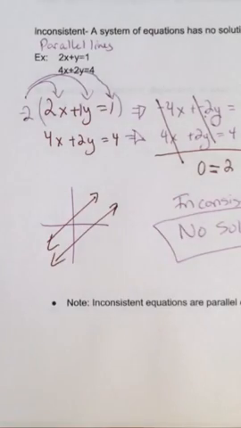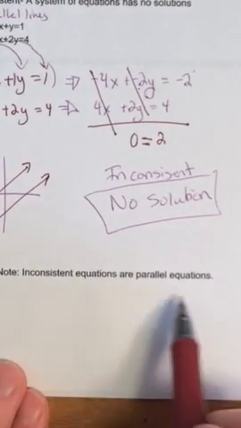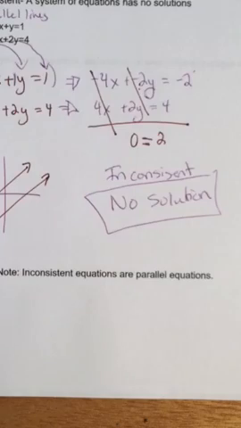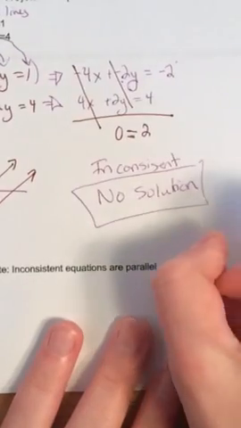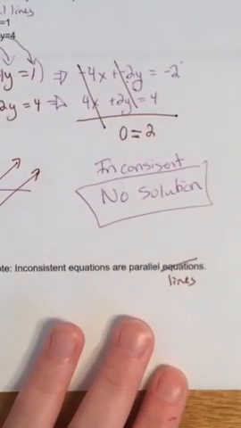And that's my little note here: inconsistent equations are parallel lines. Parallel lines is a better way to say that.